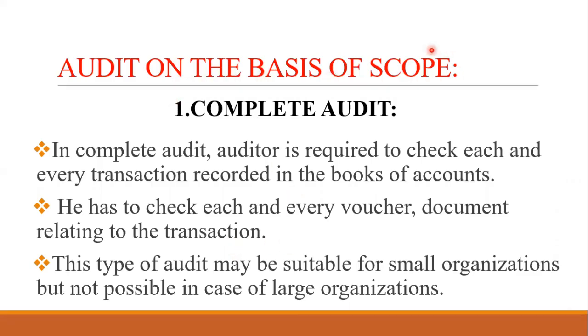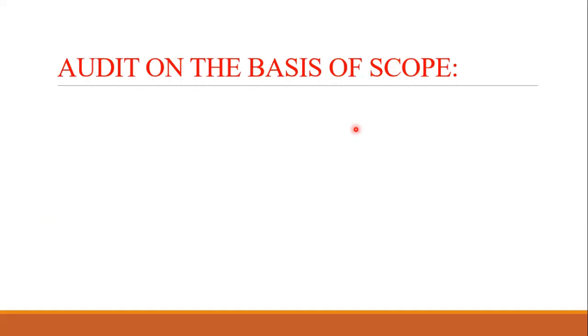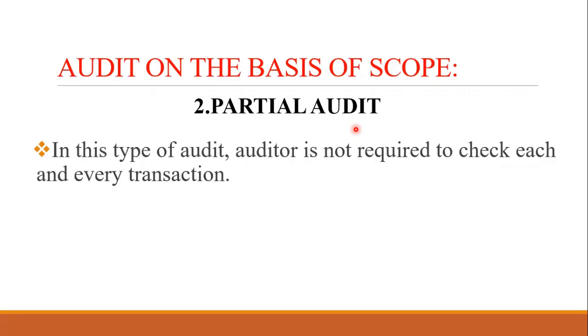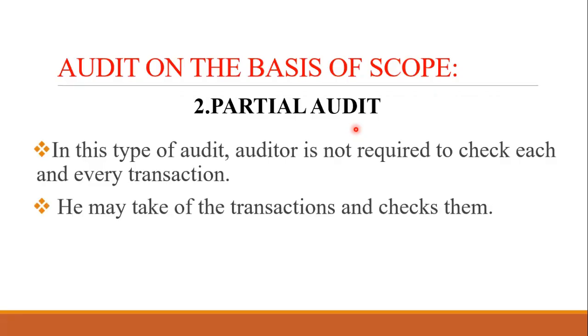So under audit on the basis of scope, the first type was complete audit. Second, partial audit. In this type of audit, the auditor is not required to check each and every transaction. He may take few of the transactions and then check them. Something called probability, you all have learned that in maths earlier. So if I have, let's say, 100 bills to check, I will keep a percentage. I'll only check 30% of that. So out of 100 bills, only 30 bills will be checked. That is known as partial audit.